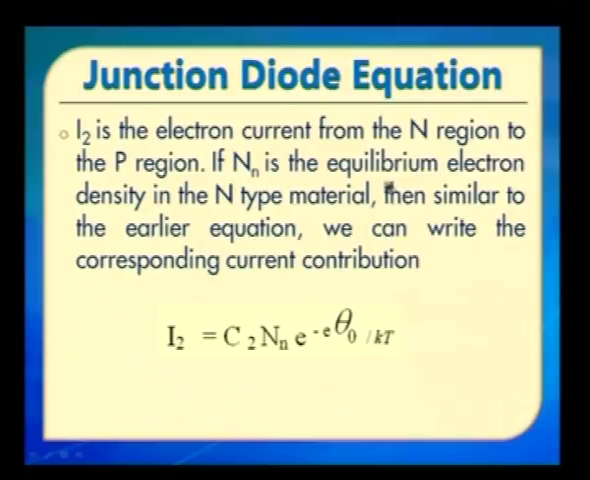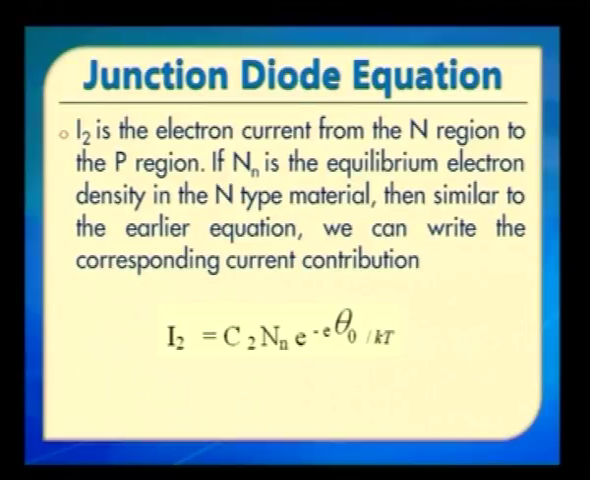If Nn is the equilibrium electron density in the N type material, then similar to the earlier equation that we saw just now, we can write the corresponding current contribution as I2 equal to another constant of proportionality C2 times Nn, the electron density in the N region, times e to the power of minus E theta naught by kT. So, this is the current due to the electrons, the electron current flowing from the n region to the p region.